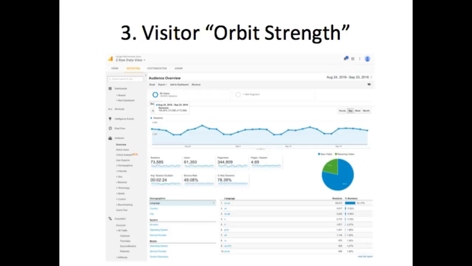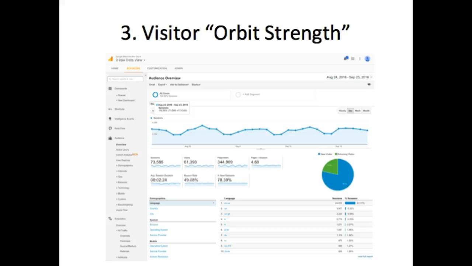So in the third step, what we're going to explore is visitor orbit strength. So we want to know how far away their orbit is, or how tightly enclosed the orbit is. If you just think about planets orbiting from your astronomy classes or science classes in grade school, you'll remember that the tighter the orbit, the faster the planet would rotate around the object it's moving around.